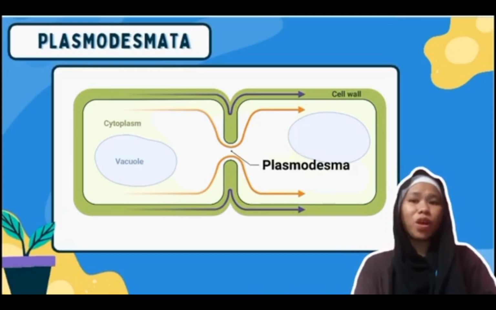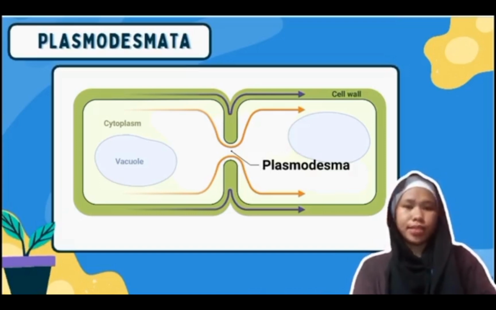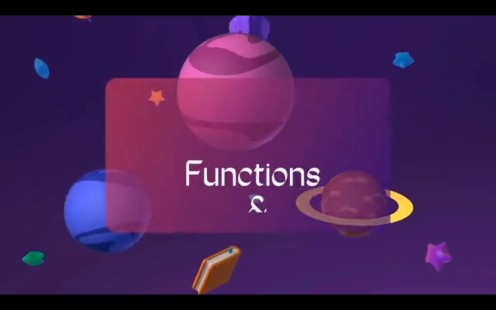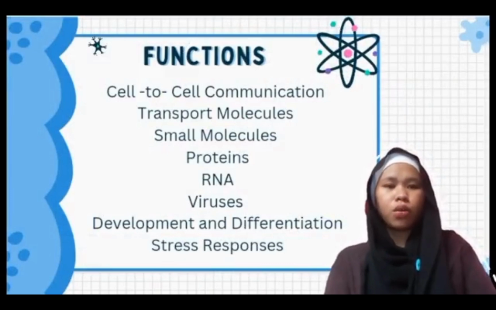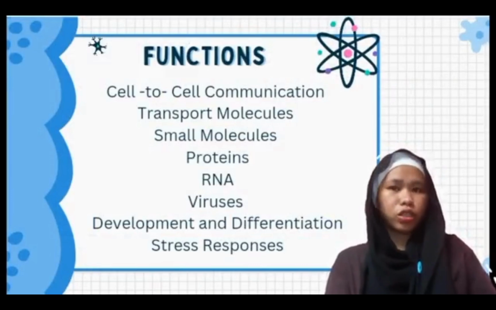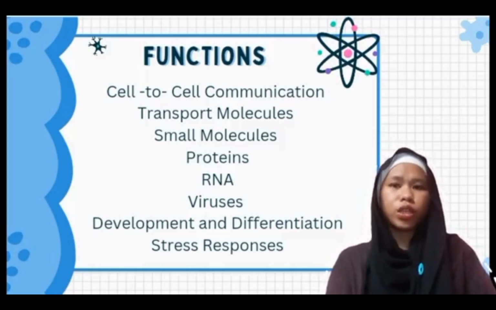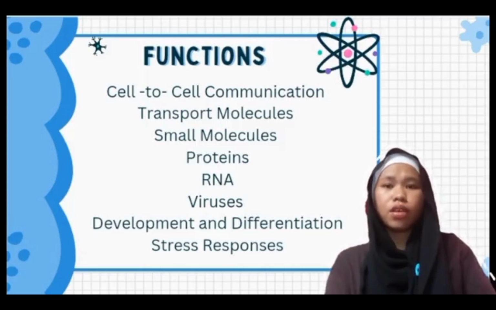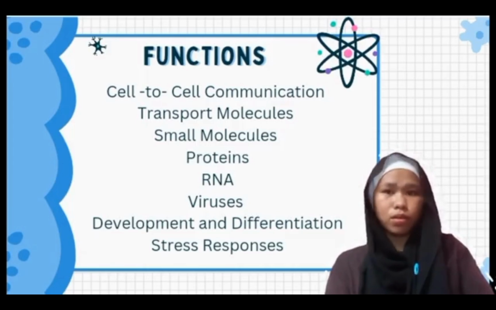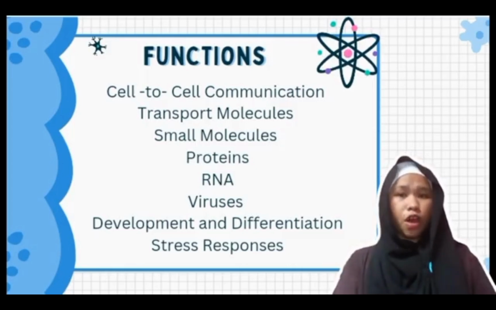So now, how about we talk about its function and importance? First, let's talk about its function. These include cell-to-cell communication. Plasmodesmata facilitate the direct exchange of molecules between cells, allowing for rapid and efficient communication within plant tissues. This communication is crucial for coordinating growth, development, and responses to environmental cues. And also transport of molecules.